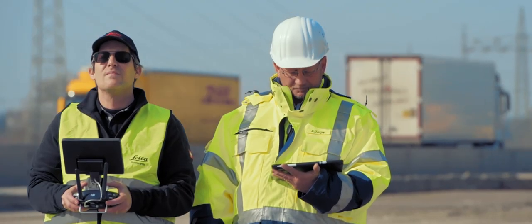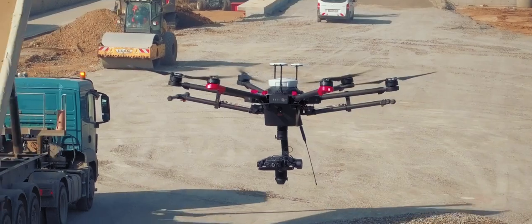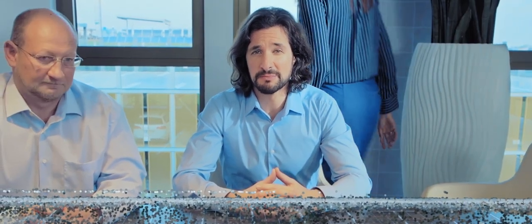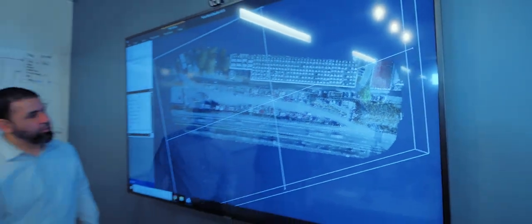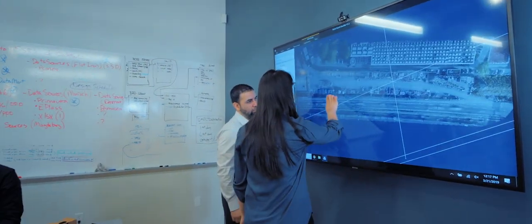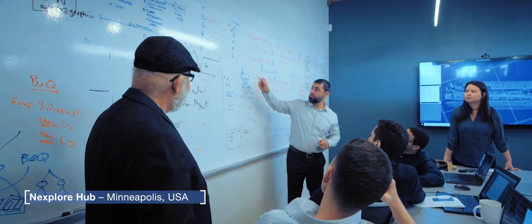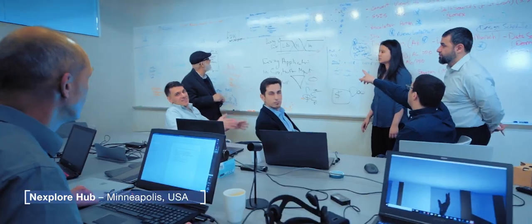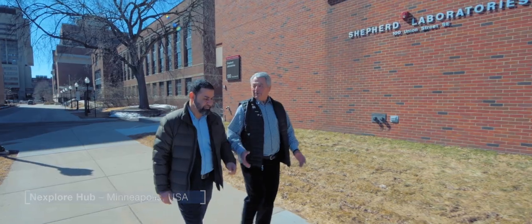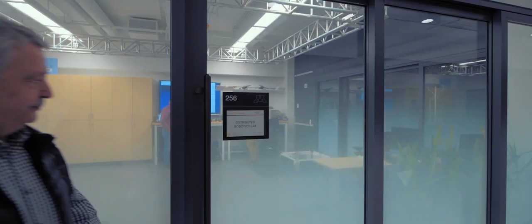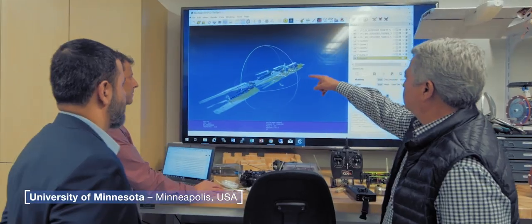In projects like this one, precise mass calculation of the earth moving is especially important. Real-time monitoring of the construction phase makes precise progress measurement and rapid reaction times possible. Our Nexplore colleagues in Minneapolis are developing the software and the algorithms for this kind of monitoring. Believe me, just handling these gigantic volumes of data is a challenge in itself. Nexplore is collaborating with several universities. Through these partnerships, we're researching new and innovative solutions.